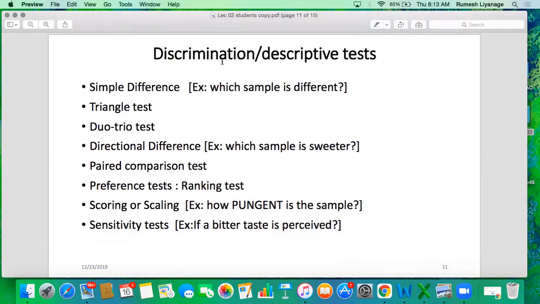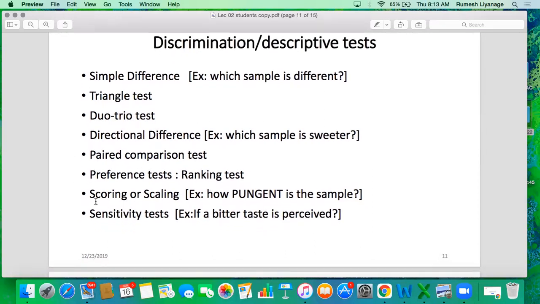When it comes to descriptive or discrimination tests, there is the simple difference test. So we are going to analyze which sample is different. We will discuss these things. And there are several test methods we are going to discuss: the triangle test, duo-trio test, and directional differences. Which sample is sweeter? Likewise, we will discuss how to do these things. And the paired comparison test is there. And preference and ranking tests will be discussed. And scoring and scaling tests, and sensitivity tests. We will discuss these things. All these tests belong to descriptive or discrimination tests.